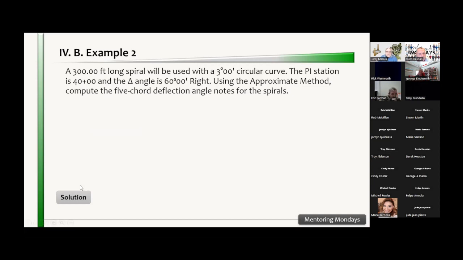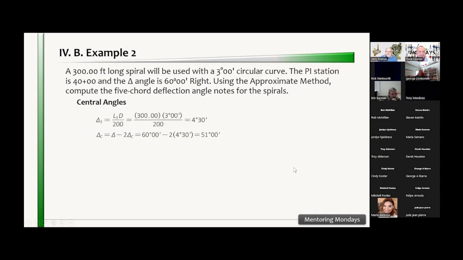Okay, let me show you. Delta S, we have to figure that out first. That's equal to the length of the spiral times the degree of curvature divided by 200, which means that the central angle for the spiral is 4 degrees, 30 minutes. The circular curve central angle is 51 degrees.